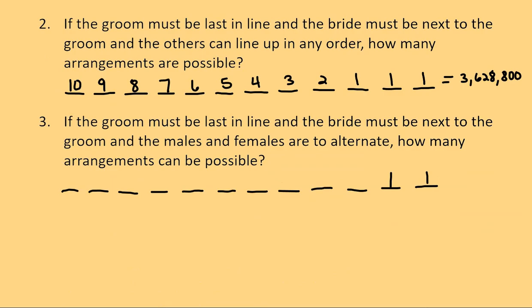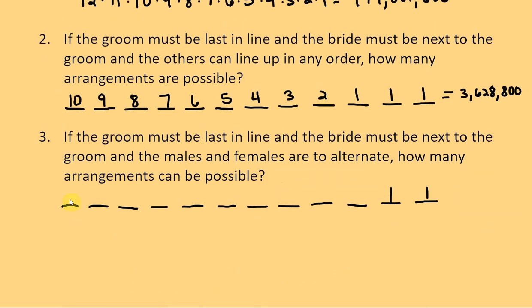And if we're going to alternate, in the first position, if we start with males, there are 5 possible males that could be in that first position. We want to alternate, so then there's 5 possible females that could be in the second position.